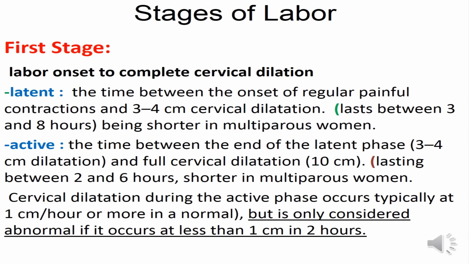Active first stage of labor is from the end of the latent phase, 3 to 4 cm dilatation, to full cervical dilatation, 10 cm, lasting between 2 and 6 hours, shorter in multiparous women. Cervical dilatation during the active phase occurs typically at 1 cm per hour or more in normal labor, but is only considered abnormal if it occurs at less than 1 cm in 2 hours. Less than 1 cm in 2 hours is considered abnormal.